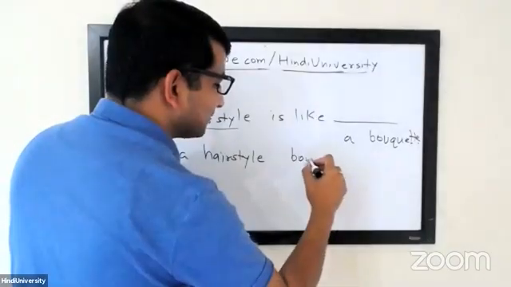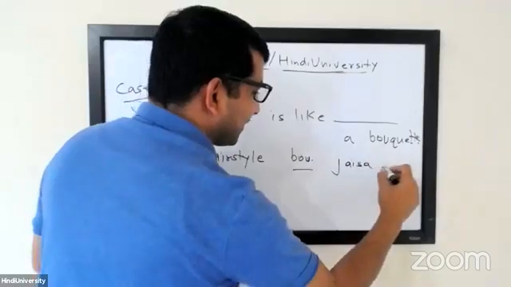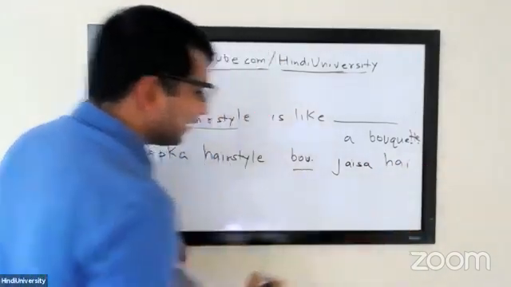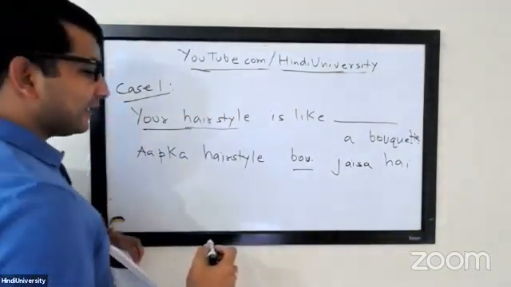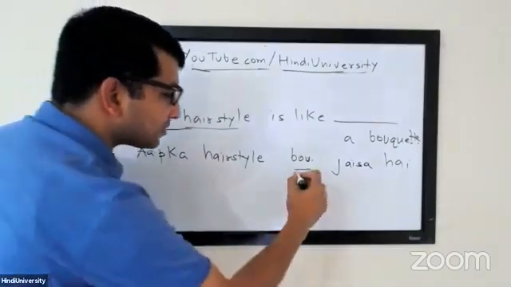And just like a bouquet. I don't know the gender of bouquet, please. Just masculine singular. Then it's going to be the oblique form of masculine singular, so I'll use an E at the end of my word instead of an A. And jaisa hai. Very good. आपका hairstyle bouquet जैसा है. Okay, awesome. You can even put something else also.